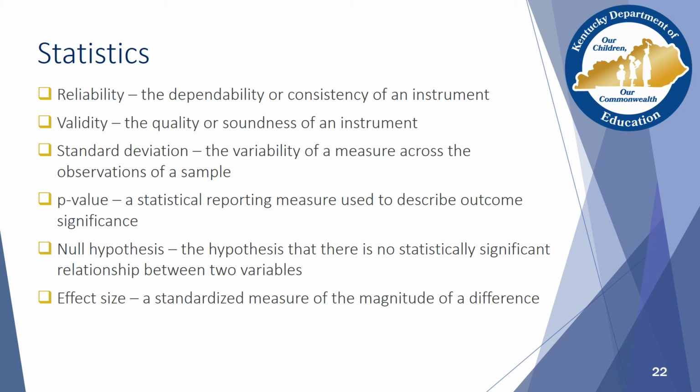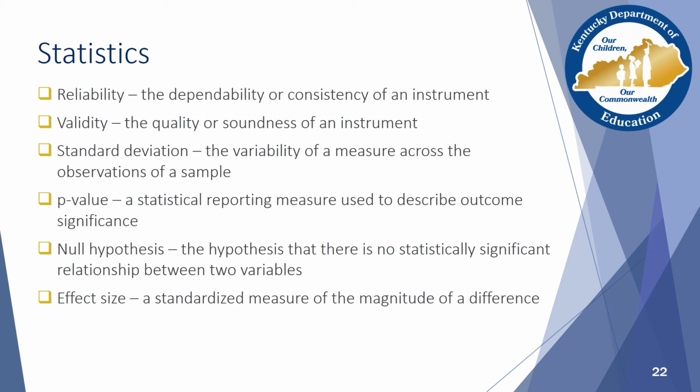The results of education research are often presented using three common statistical descriptors: standard deviation, p-value, and effect size. A standard deviation represents the variability of a measure across the observations of a sample. A low standard deviation means that the data points are closer together, while a higher standard deviation means that the data points are more spread apart.